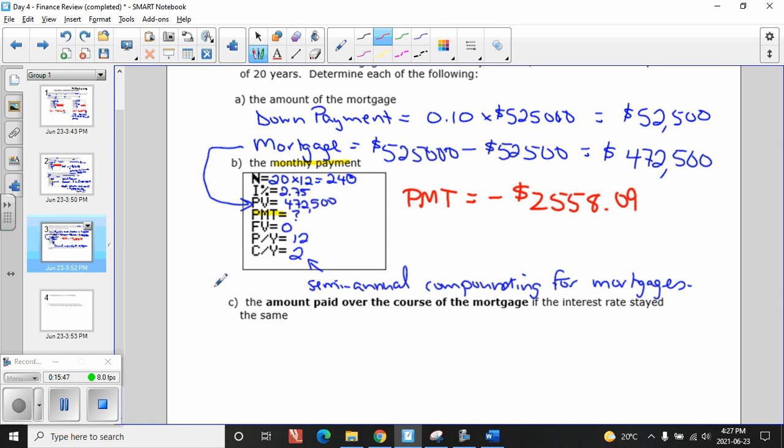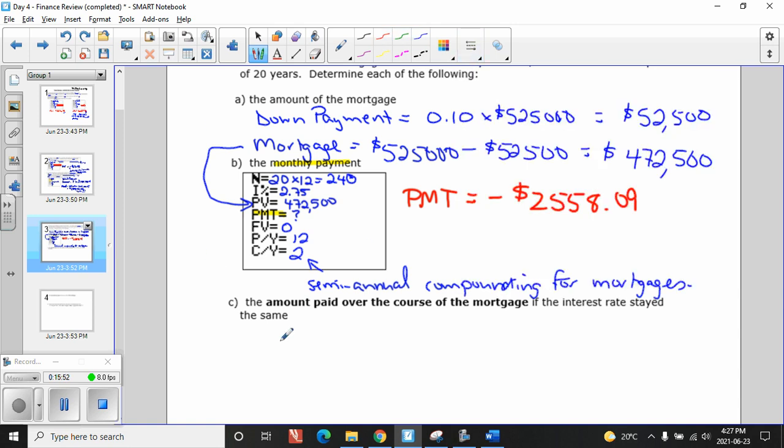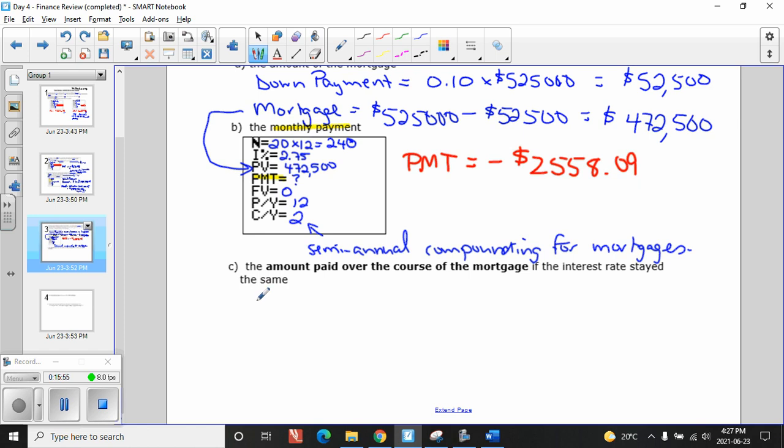Next one, the amount paid over the course of the mortgage. So how much money in total are you paying for this house? If the interest rate stays the same, which is definitely an assumption. Interest rates vary every so often, so that's not necessarily going to be true. But based on the current mortgage plan, we would be making this monthly payment of $2,558.09, and we're going to make that payment 240 times. So every month for 20 years.